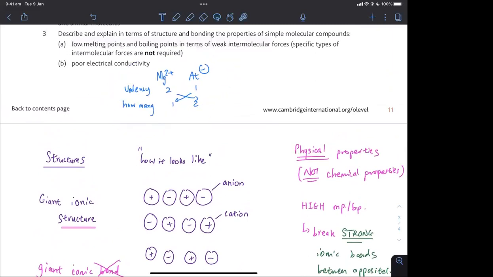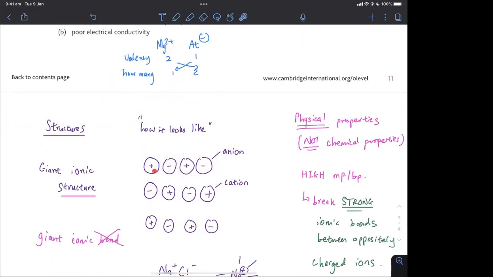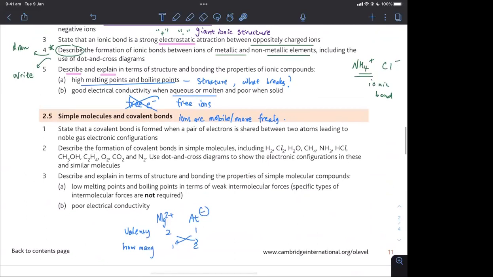You do not have free electrons. You only have the ions. They are no longer held in a fixed position when you melt them or when you dissolve them in water. That's why you can conduct, but not when you're solid. Be very careful about that.